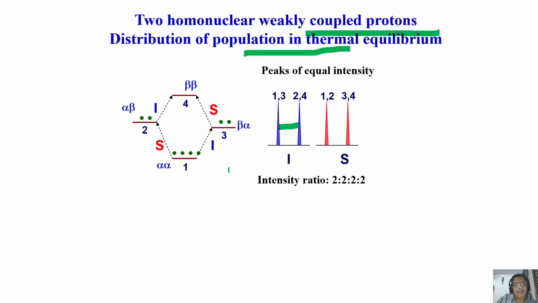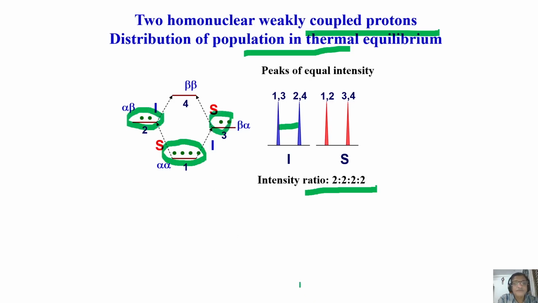Let us have 4 energy levels. You all know them: alpha alpha, alpha beta, beta alpha, beta beta, the 4 energy states. I'll now put spins in each energy state such that the population ratio ensures the intensity is always equal, because that is what the weakly coupled spin system is all about. All we should get is equal intensity. For that, I'll take 4 spins here, just for the sake of understanding, and 2 here and 2 here.